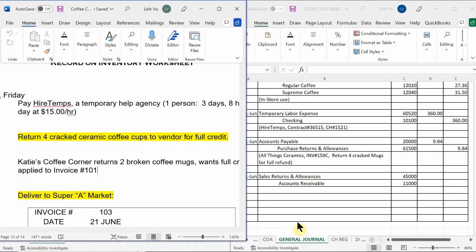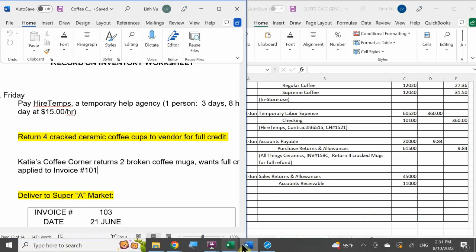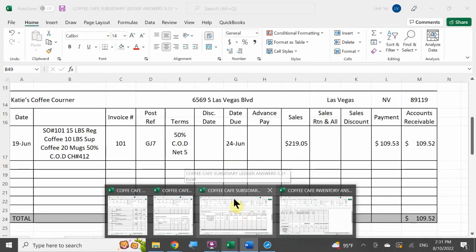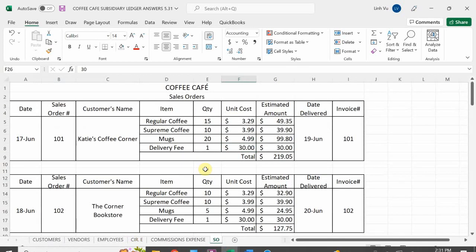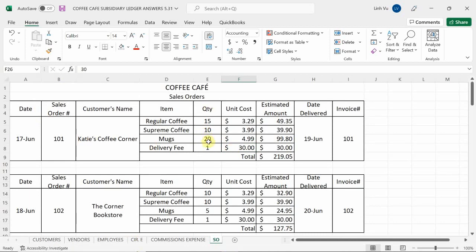Who took Katie's order? On her sales order. Her sales order is going to give you all the details in regards to what she ordered. Okay, so let's take a look at her sales order. Right, Katie, we said she bought 20 ceramic coffee mugs. We sold it to her for $4.99 at the wholesale discount. So in this case, for $99.80.